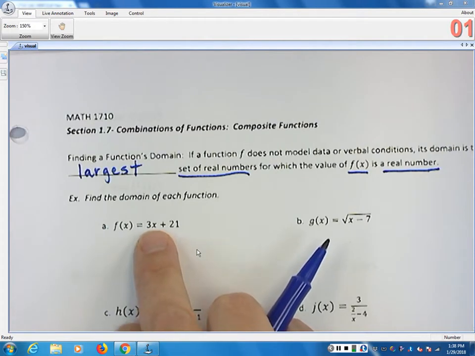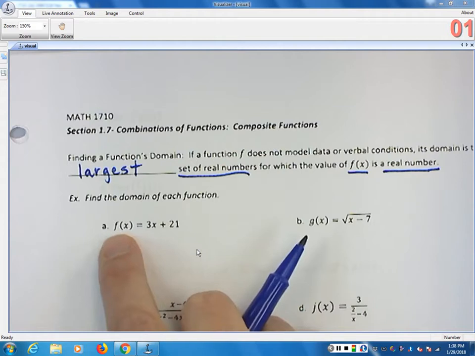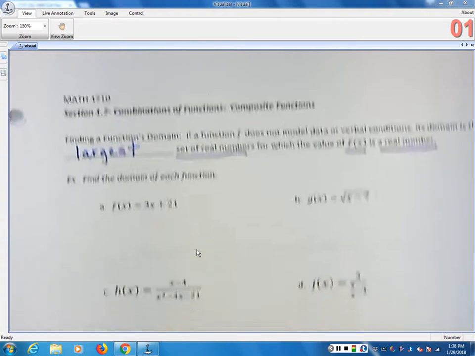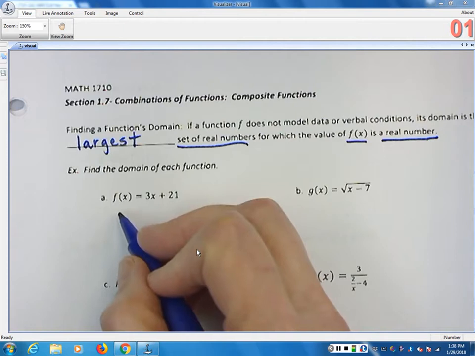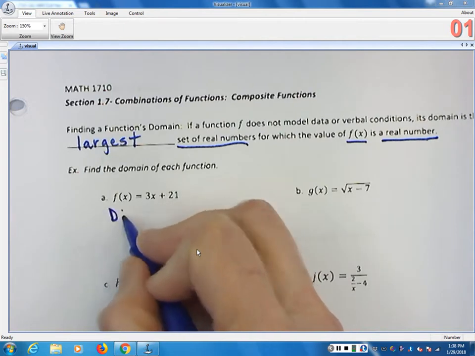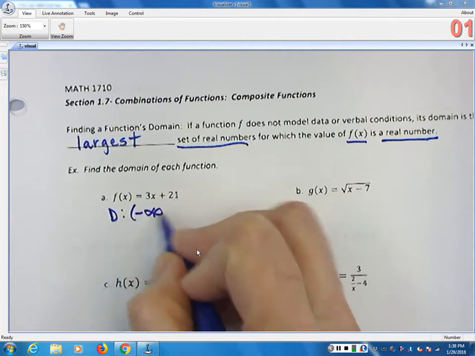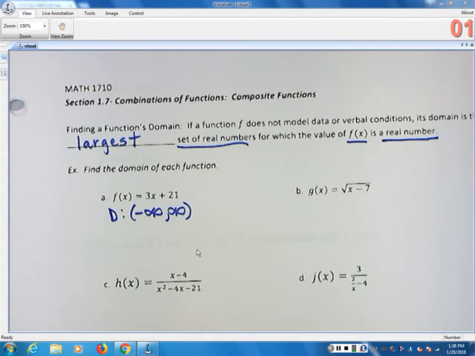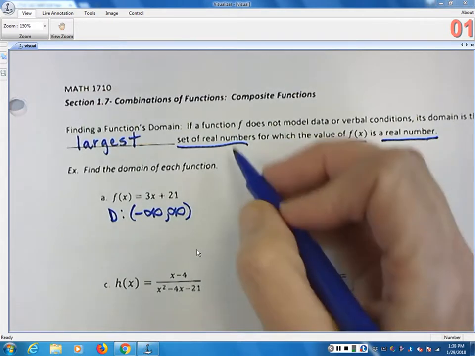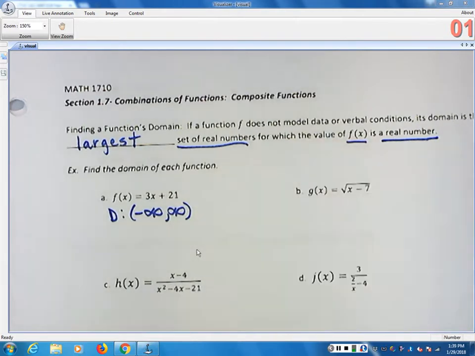In this first example, we could graph it and find its domain, but you can put any number in for x from minus infinity to infinity, and you still get a real number. So this is just a straight, slanted line. Its domain is minus infinity to infinity.